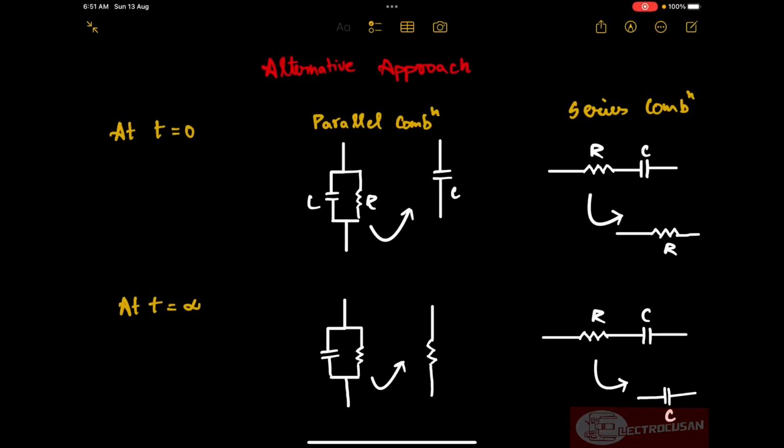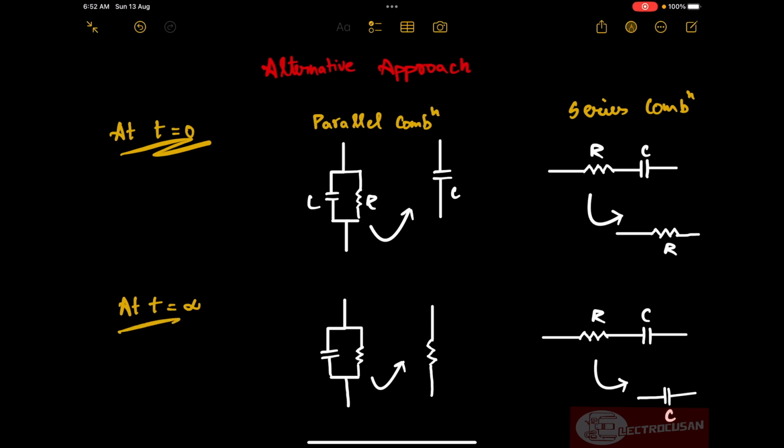This is one of the easier ways of solving the same question. At t equal to 0, if there is a parallel combination of capacitance and resistance, you can always assume this circuit as a single capacitance of the same value. And if there is a series combination of resistance and capacitance, you can assume that to be equal to a single resistance of the given R value.